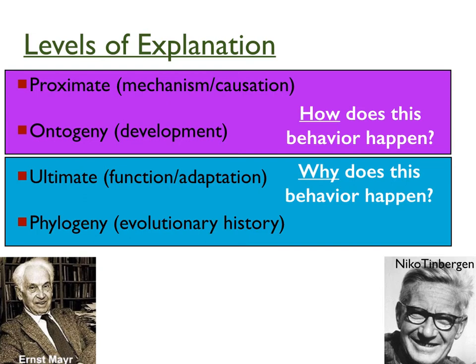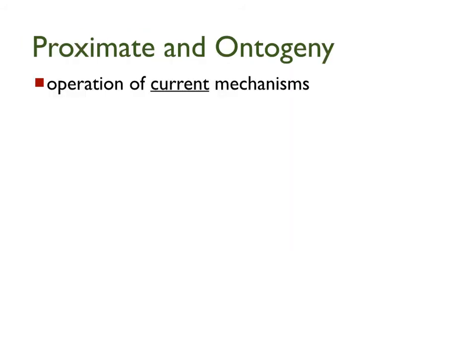Don't worry too much about phylogeny. It's really the most complicated level. We'll talk about it a little bit, but if you want to know more, take an upper division class. So mostly in this class we've focused on ultimate level explanations because it is so interesting to ask these why questions and figure out how we answer them. But today I thought we would cover all of the levels and pick one particular behavior and look at it from these multiple perspectives. So let's start off with proximate and ontogeny.